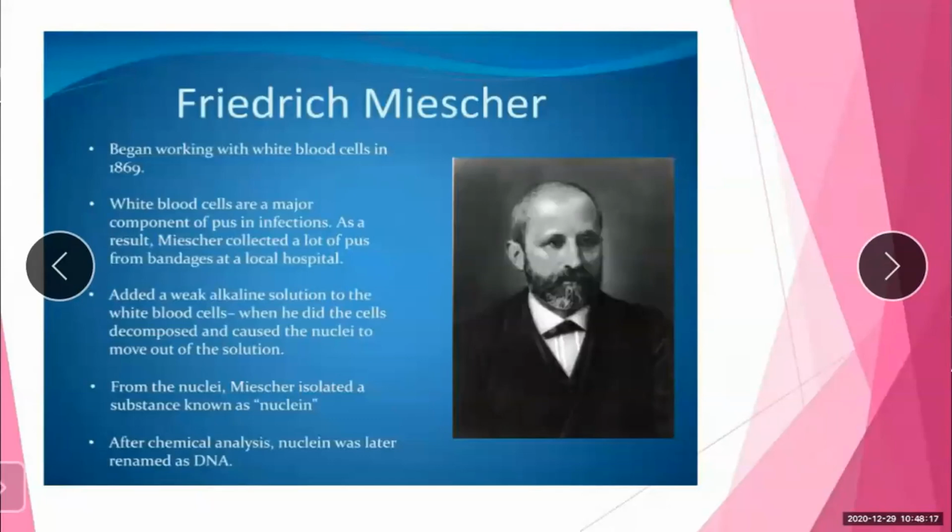What happens when he added the weak alkaline solution? He saw that the cells decomposed and the nuclei moved into the solution. From the nuclei, Miescher isolated a substance known as nuclein, and after chemical analysis, nuclein was later renamed as DNA.